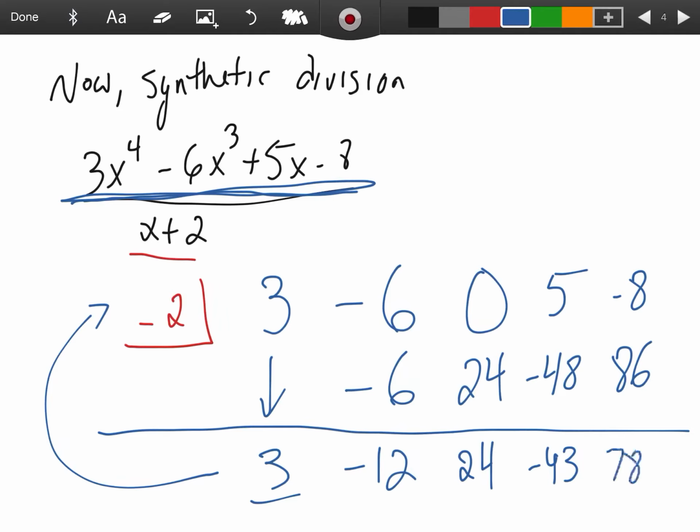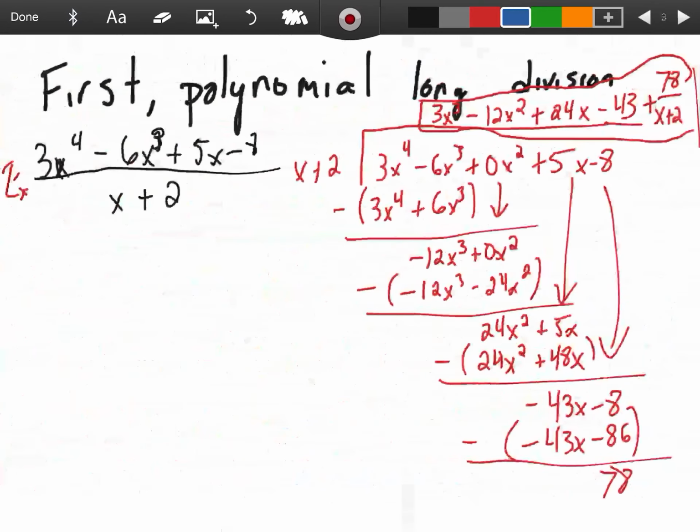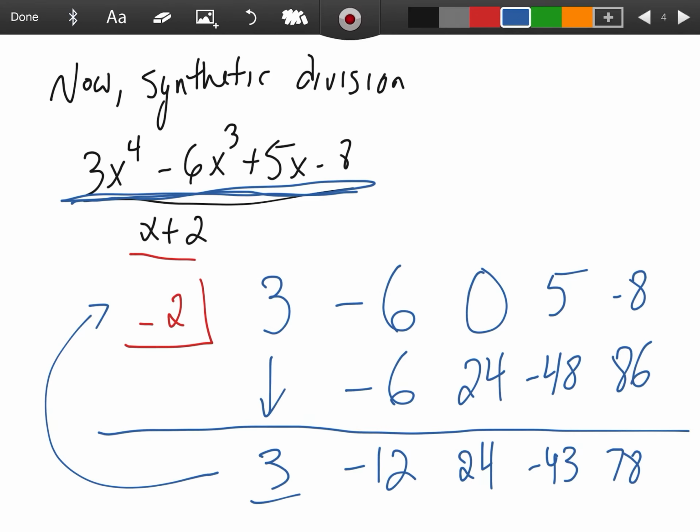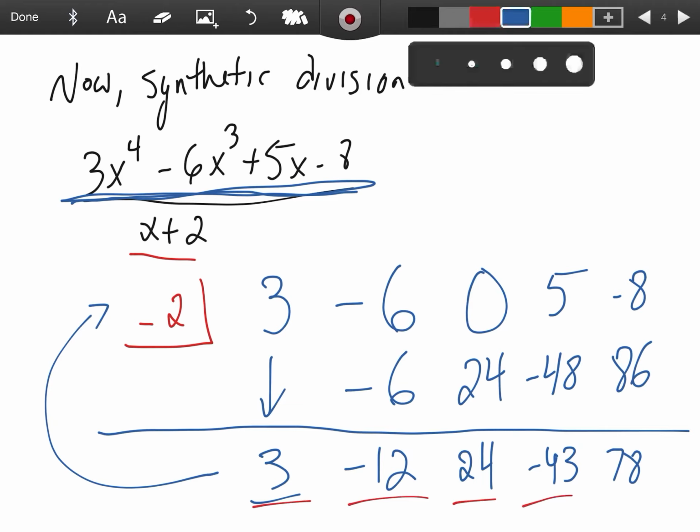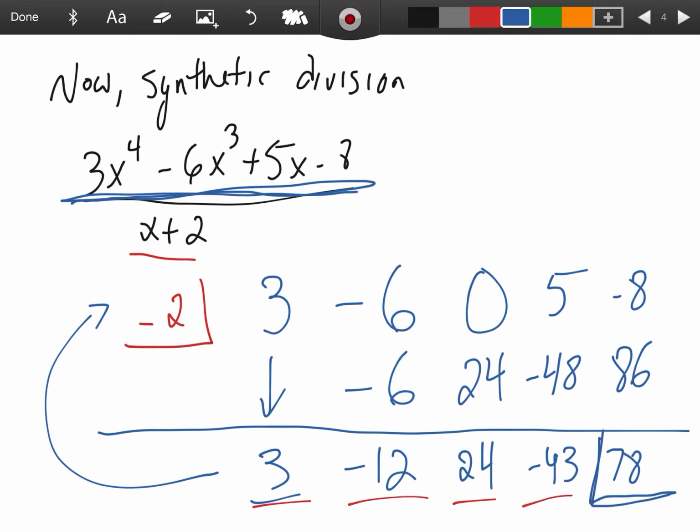So now let's see, how do these numbers down here relate to the numbers that I just got? Well, I got 3x cubed minus 12x squared plus 24x minus 43. And then this last one is always going to be our remainder. I like to take the remainder and do a little box here so I remember that is our remainder.